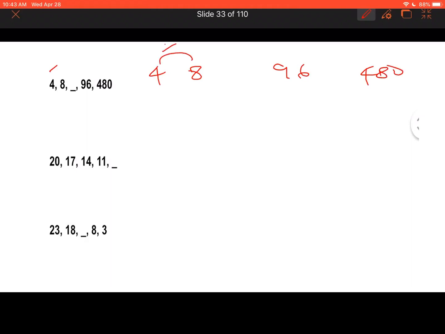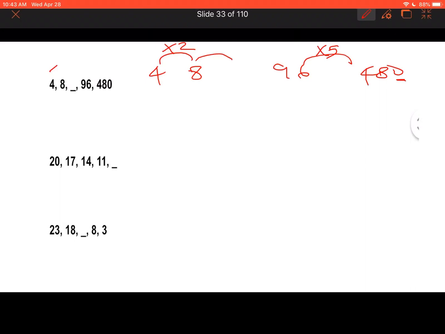4 and 80 is times 2. 96 and 480, since there is a 0, I suspect it is times 5. Let me check. 96 times 5 is 480. Yes, 96 times 5 is 480.